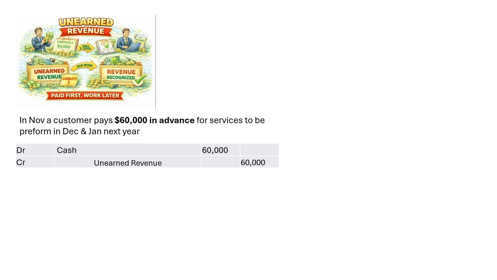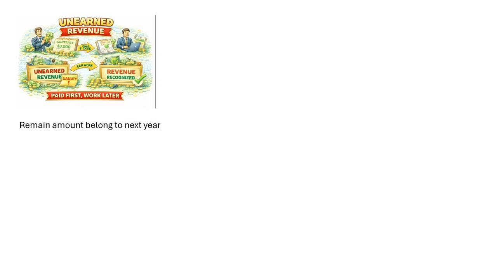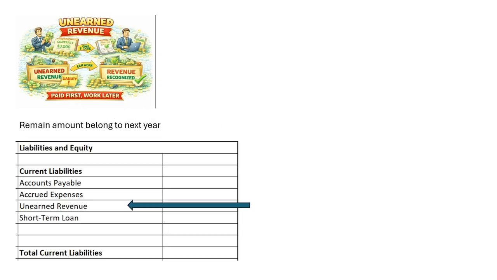When we satisfy the part that belongs to December, we debit unearned revenue for 30,000 and credit revenue for 30,000 because this amount represents what belongs to December. And the remaining amount belonging to next year shows in current liabilities on the balance sheet here, as you can see.